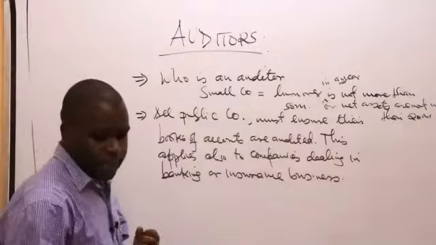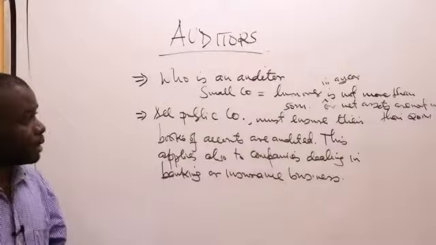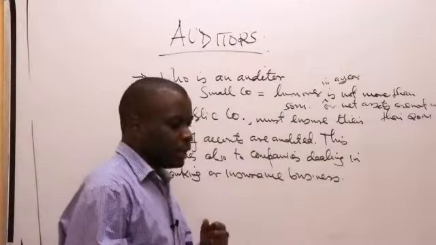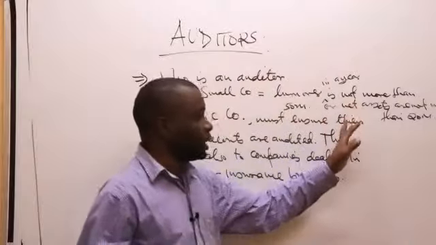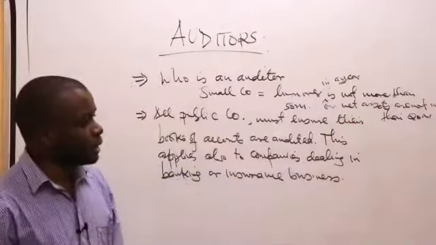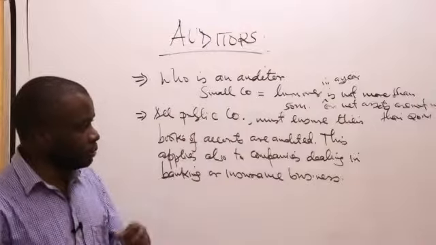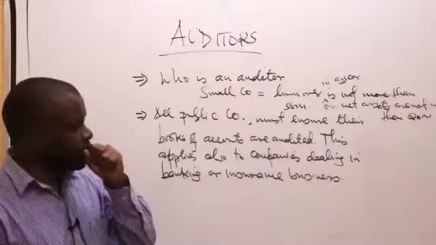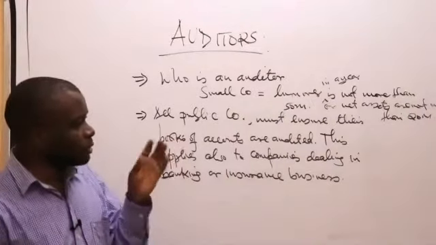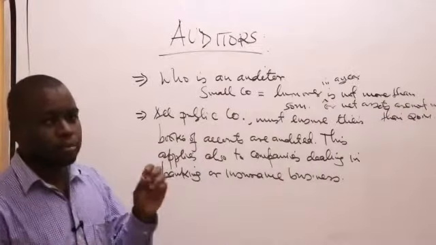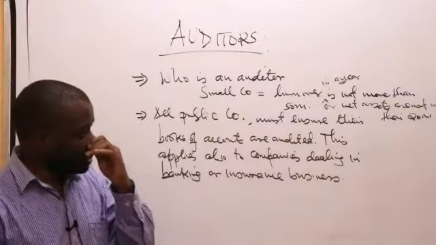So if its turnover is not more than 50 million shillings in a year, and turnover means your sales do not exceed 50 million, or your net assets are not more than 20 million, then you will be categorized as a small company. So for small companies, which are private companies, it is not a must for their books of accounts to be audited.